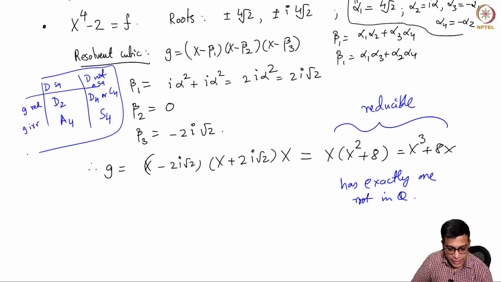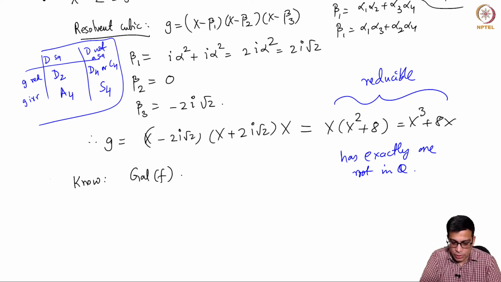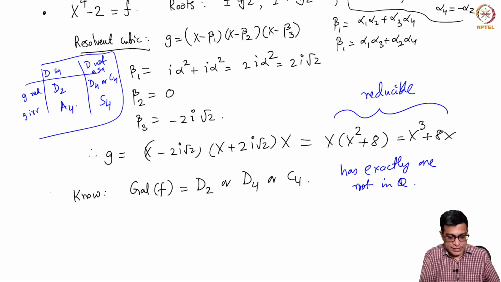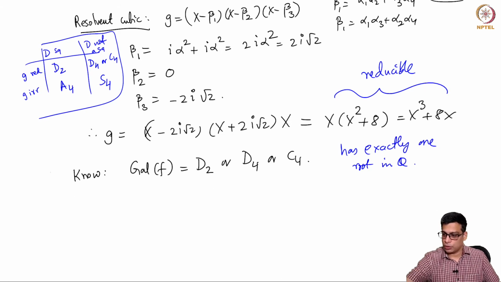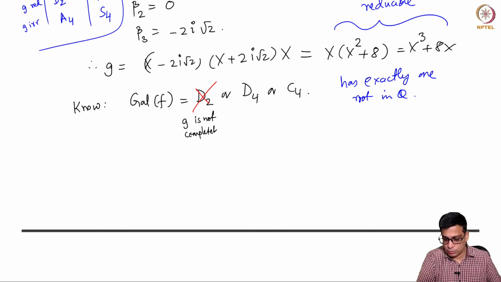So G is reducible here, and even without looking at the discriminant, we know that the Galois group of F must be D2 or D4 or C4, because this case cannot occur because G is reducible. And I think we in fact analyzed it further. If it's completely reducible, then it is D2. If it has exactly one root, it's D4 or C4. Okay, so we can rule this out, right, because G is not completely reducible in Q. But which one will occur here?